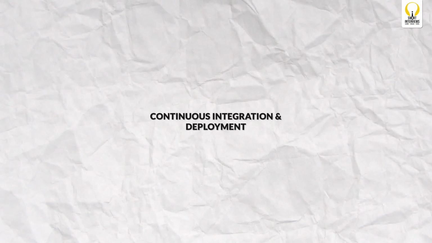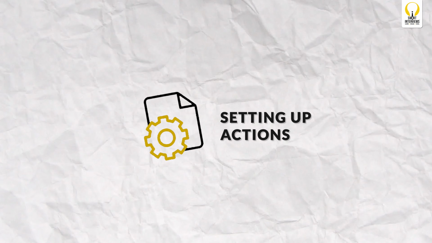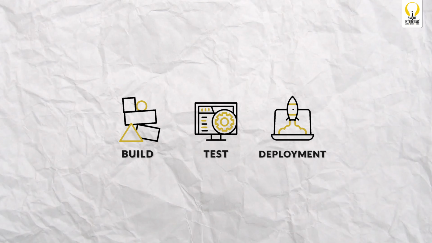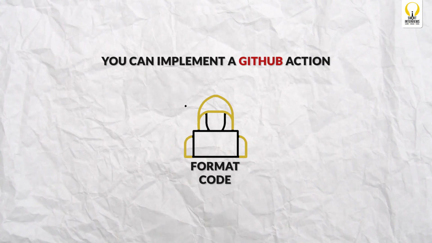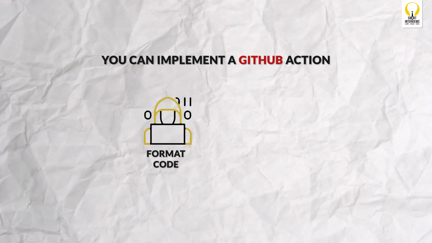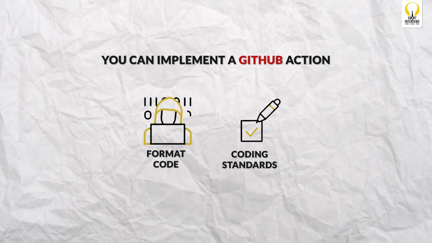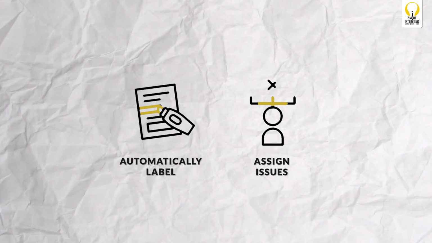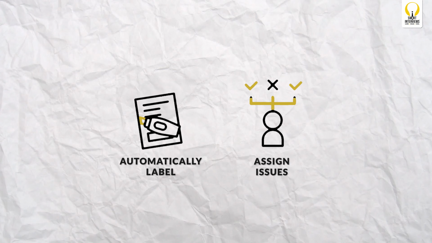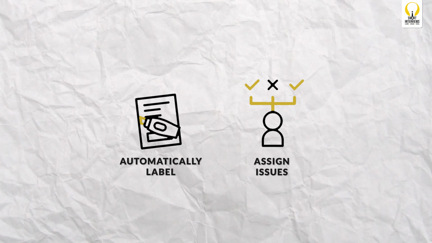The next one is continuous integration and deployment, which includes setting up actions to automate the build, test, and deployment process. Coming to the next point, you can implement a GitHub action that can format code and enforce coding standards to ensure a clean code. The next one is an action that allows users to automatically label and assign issues based on criteria.